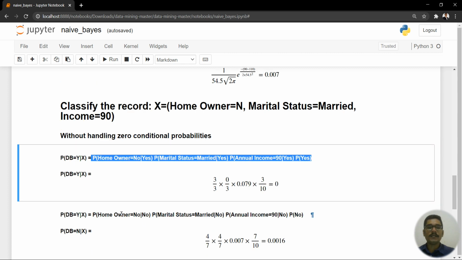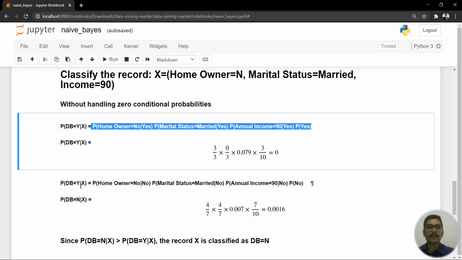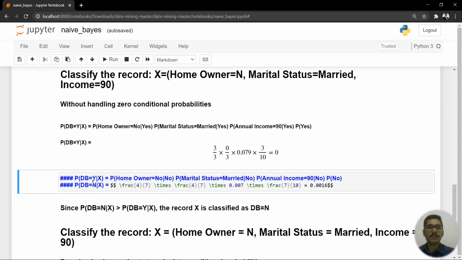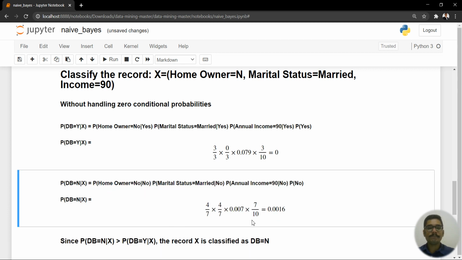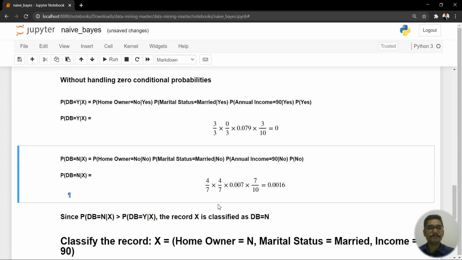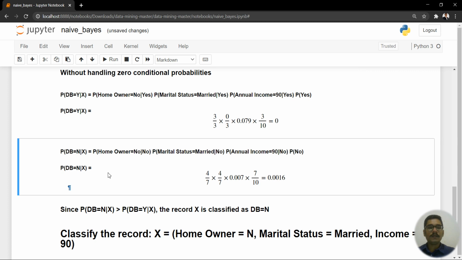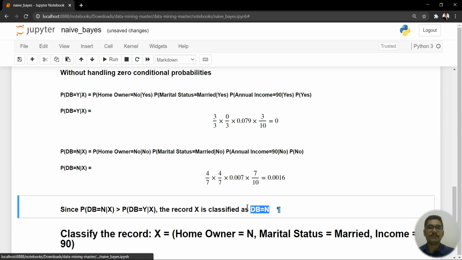Next we do the same thing with respect to the no class. Here it should be the no class. We multiply it, and we get a non-zero value, 0.0016. So in this scenario where we didn't handle any zero conditional probabilities, since you have only one non-zero probability, that of the no class, the record is classified as defaulted borrower no.